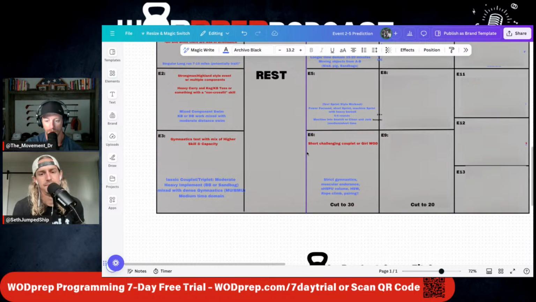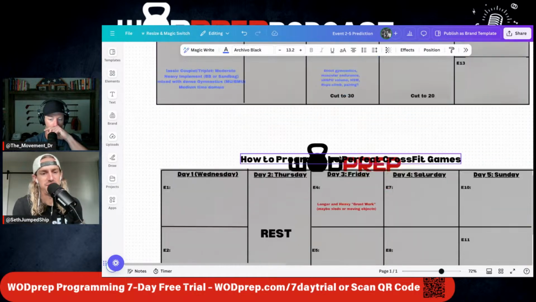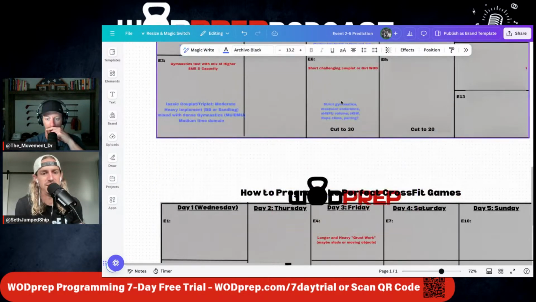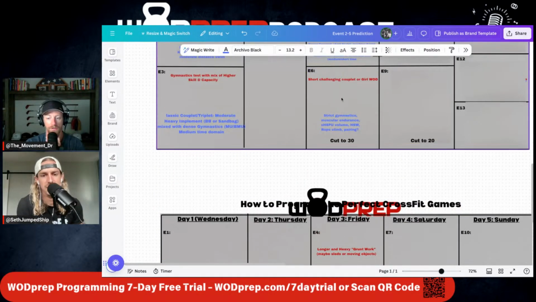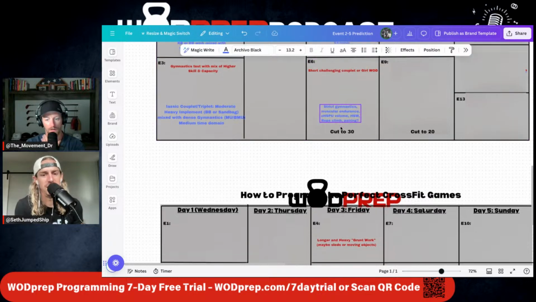So probably finishing here with a challenging couplet, shorter girl WOD, maybe something. It could be gymnastics, but gymnastics has to be at least 50% of the feature of the workout, I'd say. All right, so maybe combining these two, is that kind of where your thought process is? That's what I'm thinking. Yeah.